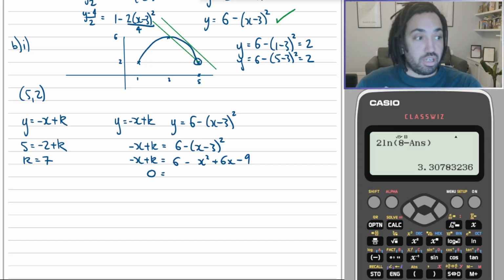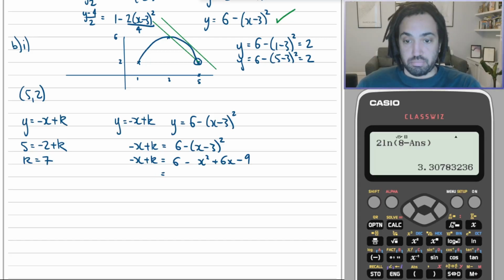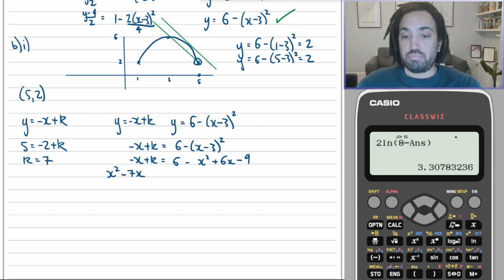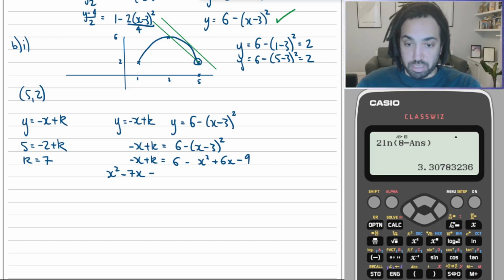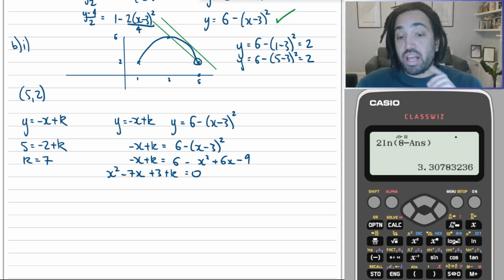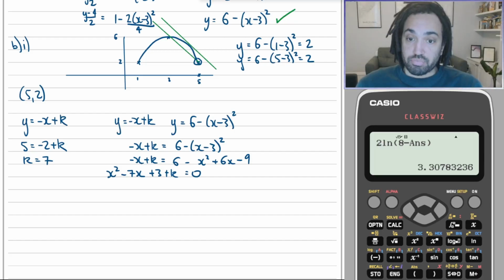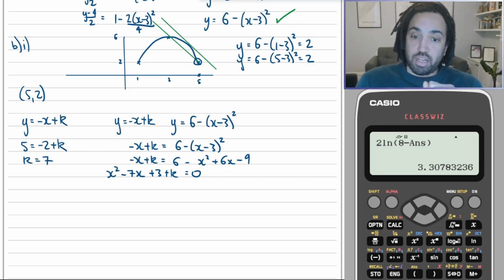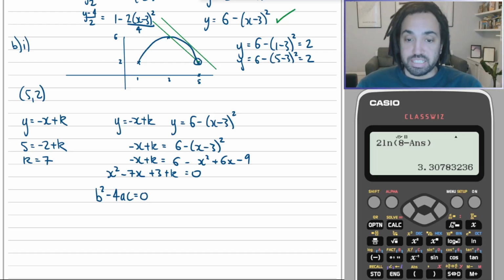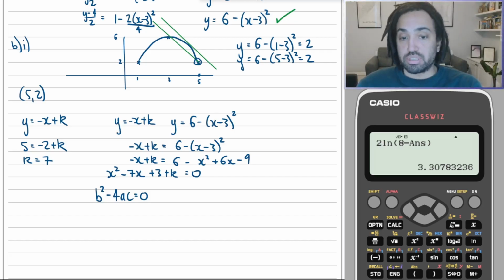Bring it all over to one side. Let's bring it all over to this side, so we get a positive x squared. Move the 6x over to get minus 7x. We will get minus 3 comes over to make plus 3, and plus k equals 0. Okay, so that quadratic, when solved, will tell us where the intersection points are. But what we need to do is find the particular value for k for which the discriminant is equal to 0. Because when the discriminant is equal to 0, that means there's only one intersection point, which means the line is tangent to the curve. And that is exactly what we want.